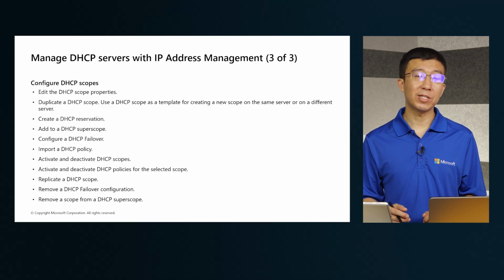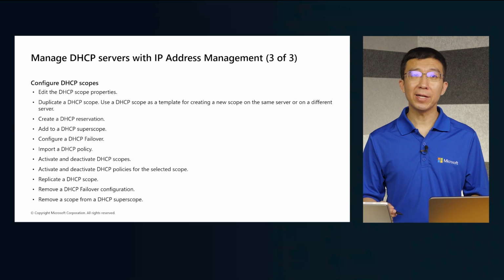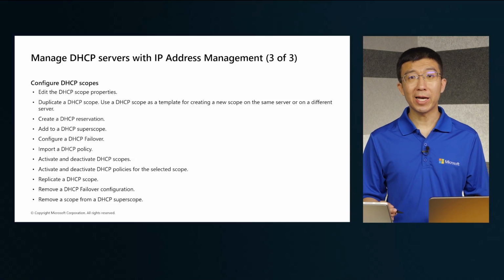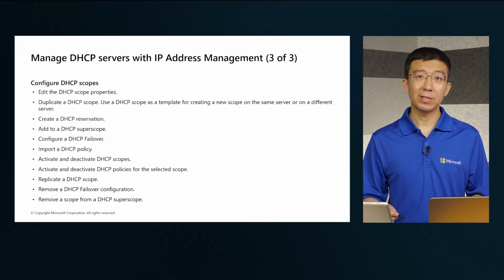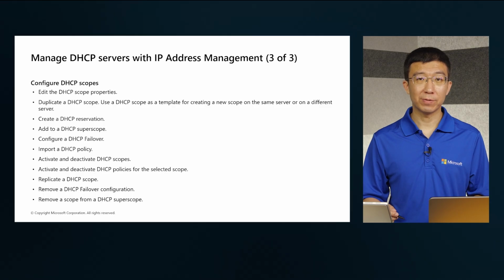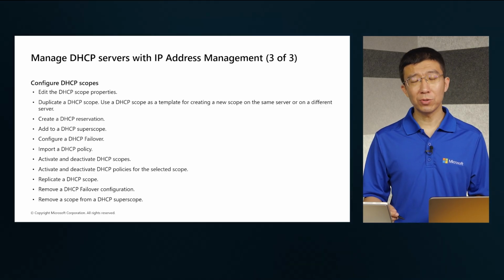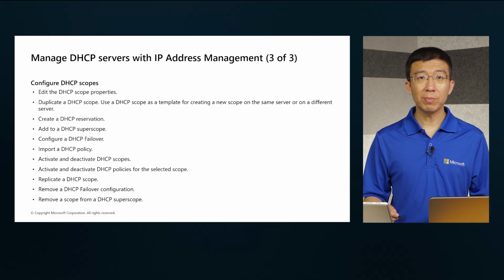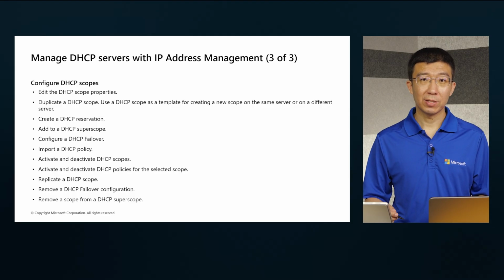IPAM also helps you manage DHCP scopes. You can edit scope properties, duplicate scopes to use as templates, create reservations for specific devices, and add scopes to superscopes for larger networks. IPAM allows you to configure DHCP failover for high availability, import and activate policies, replicate scopes, and remove failover configurations or scopes from superscopes.